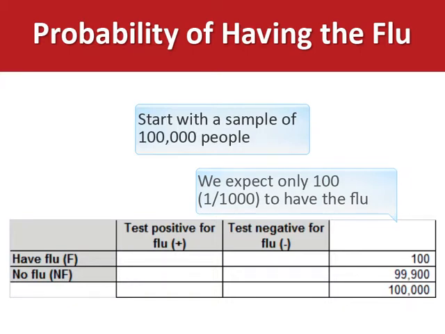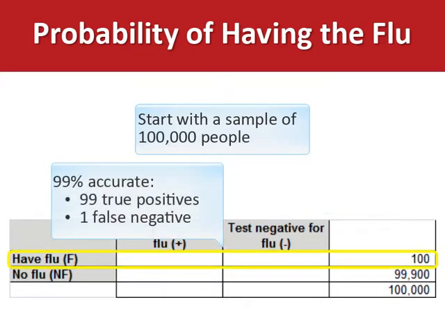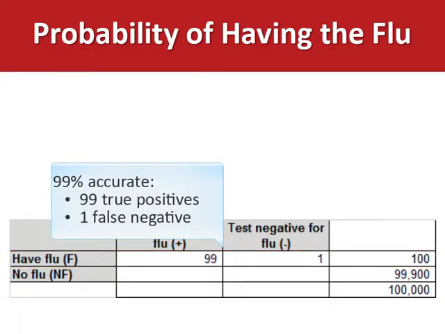So now if we just focus on people who have the flu, those 100 people, we should expect that given a test that's 99% accurate, 99% of those who have the flu should test positive, and only one who has the flu should test negative. That's that false negative.